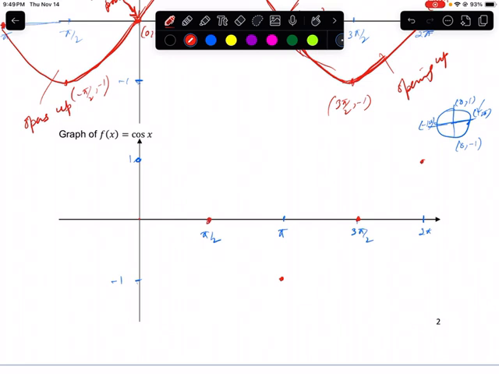And if I go on the left side, let's say this is my negative pi over 2.